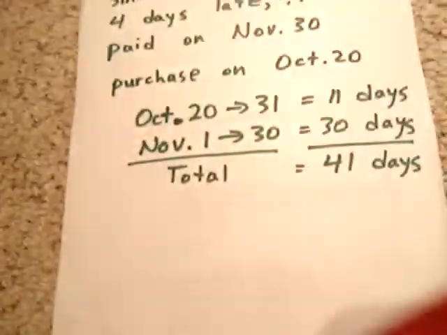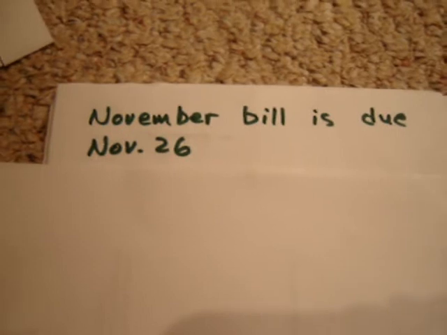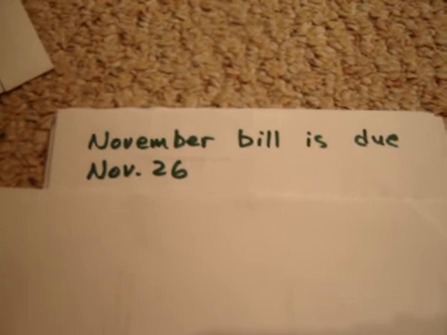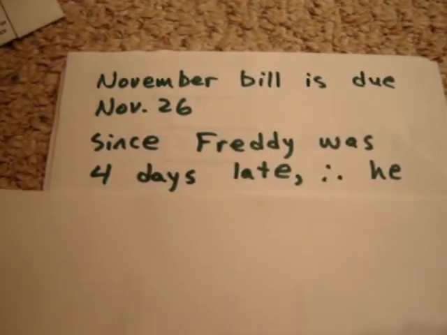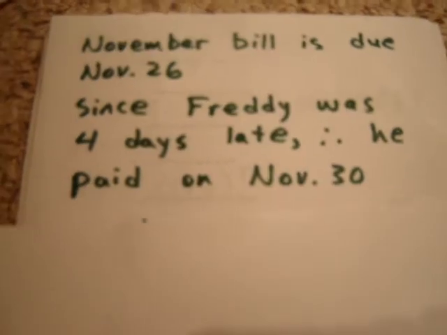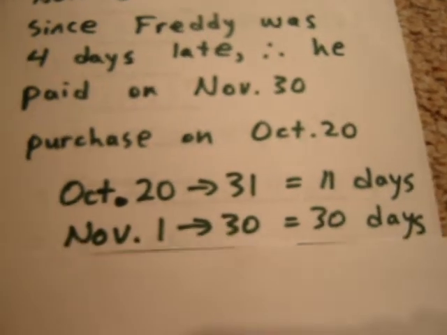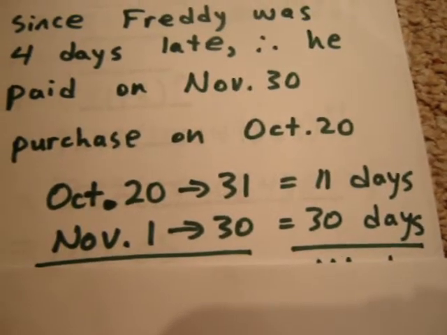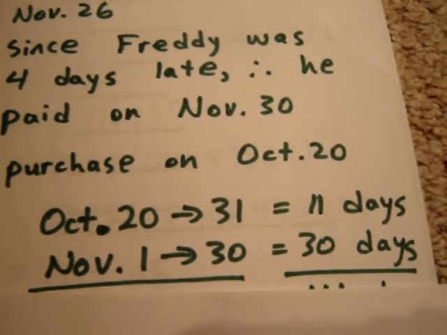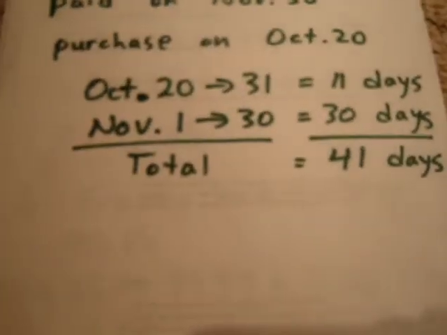Well, we flip to the next page. We know that the November bill is due on November 26th because he gets it on the 5th. He has a 21-day grace period. Since Freddie was 4 days late, therefore he must have paid it on the 30th. Okay? Well, what they do then, since the purchase was on October 20th, they figure out how many days there were between the date of purchase and the date of payment. Between October 20th and November 30th, we have to figure out how many days there are. There are exactly 41 days.